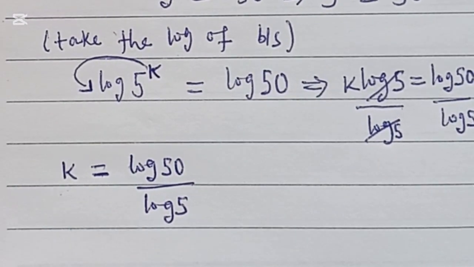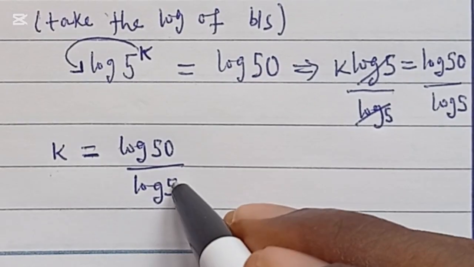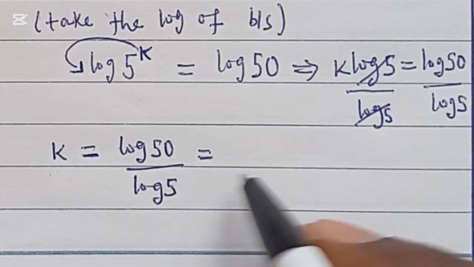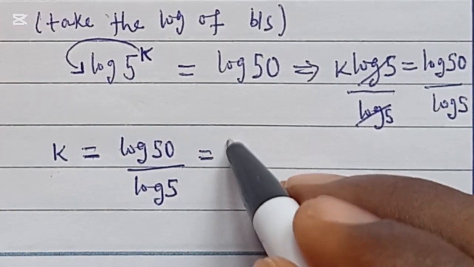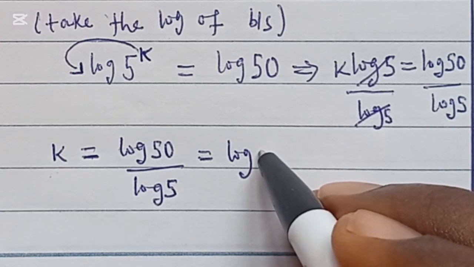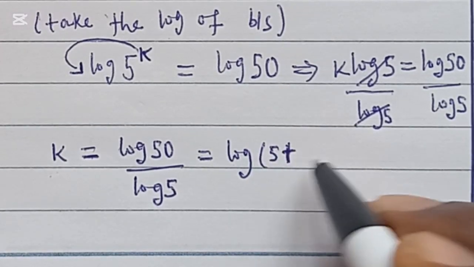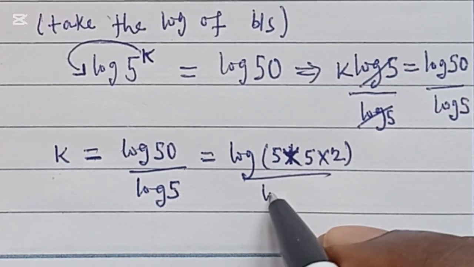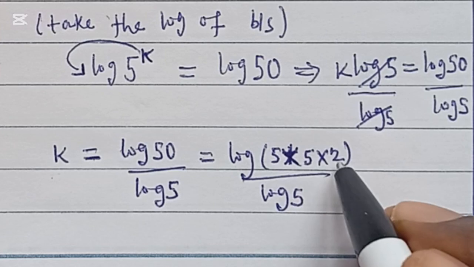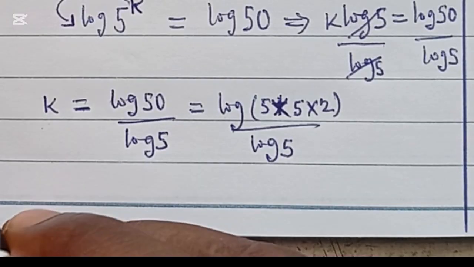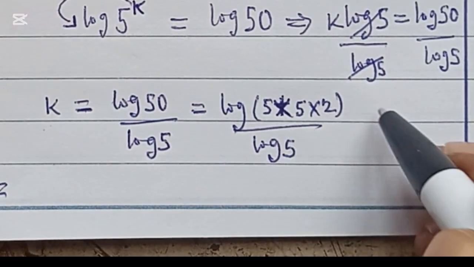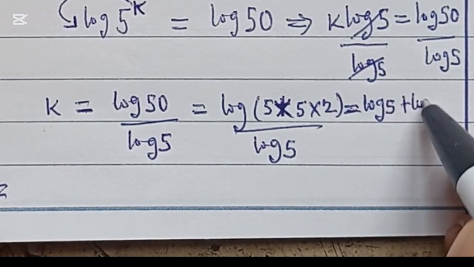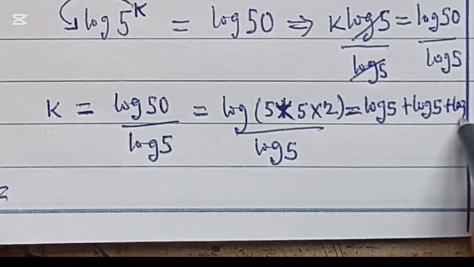You can definitely stop here, but if you want to take it a step further, you can express log 50 as a product in terms of 5, so that we can cancel it out. Log 50 we can break down as log of 5 times 5 times 2, that is 25 times 2, over log 5. So by the law of logarithms, k is equal to log 5 plus log 5 plus log 2.